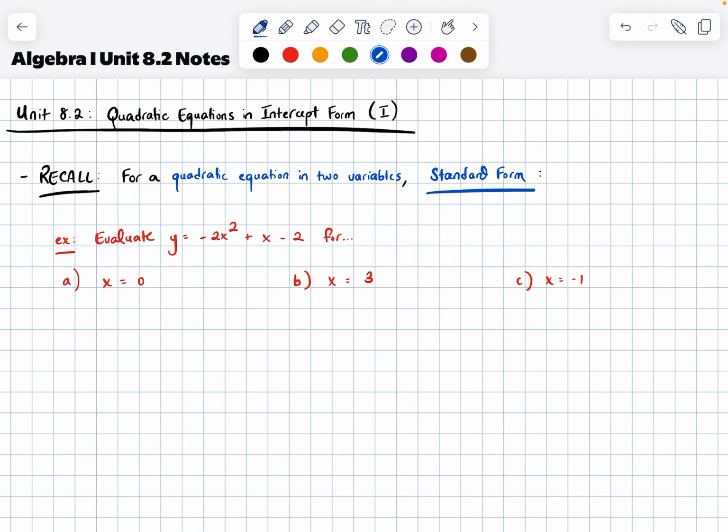That's right, I couldn't go talking about quadratics without a little Pirates of Penzance reference. Hello, welcome to Class 2 of Unit 8, Quadratic Equations in Intercept Form, Part 1.